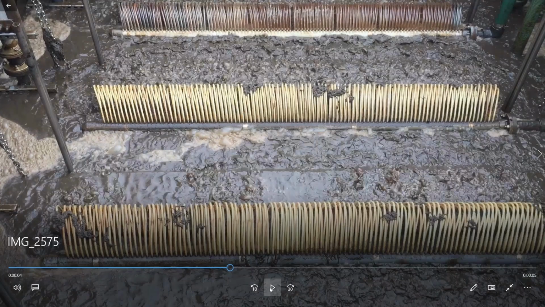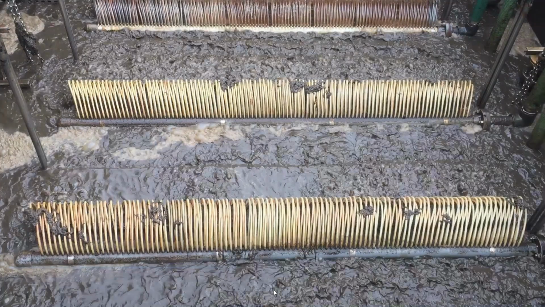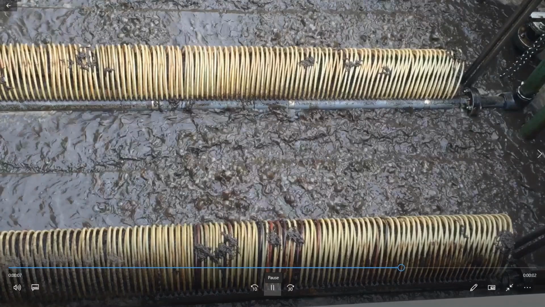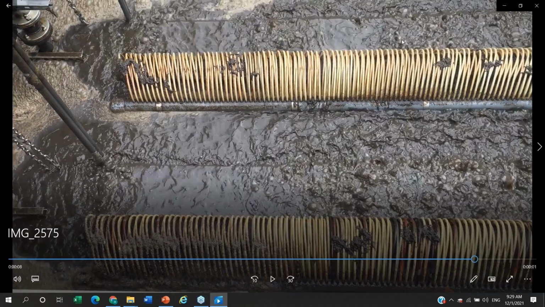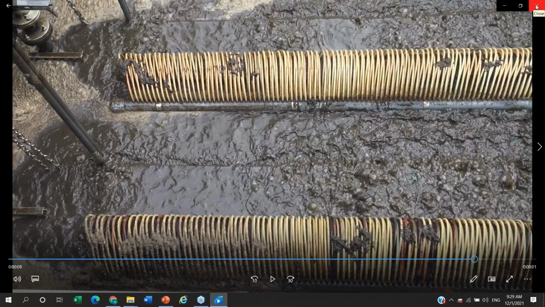Can you guys see my screen? You can see that one part is aerating and some part is not aerating. So what we did was we lowered the water level to the top of the membrane cassette and aerated, and saw which part was aerating and which part was not aerating.